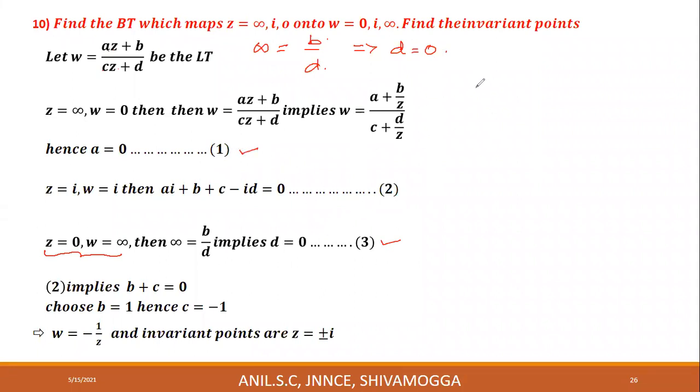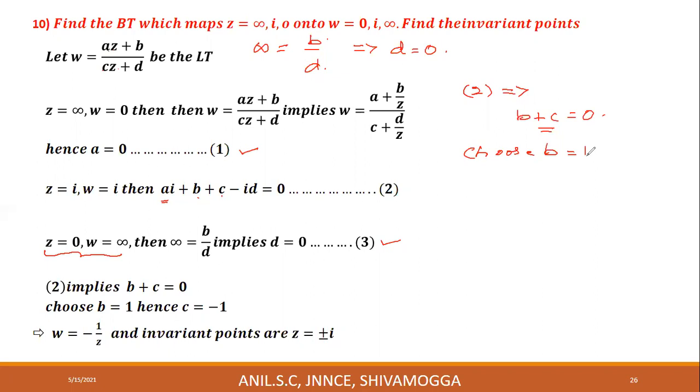Now equation number 2 implies a is 0, leave it, b plus c minus id, d is equal to 0, this is equal to 0. This is a simple equation that is expressed only in terms of two unknowns. You can choose any one of these two unknowns. I choose b is equal to 1.